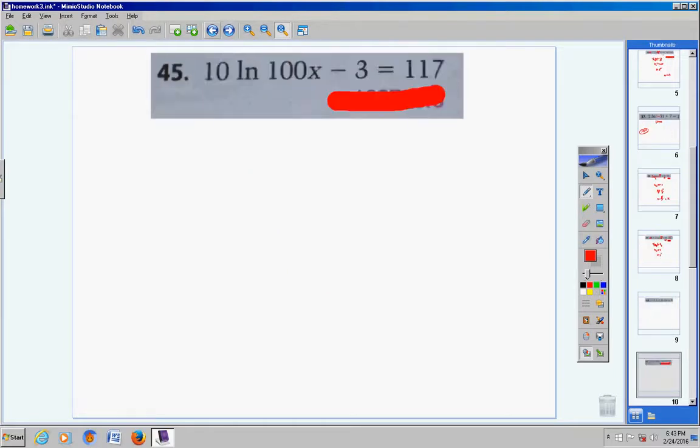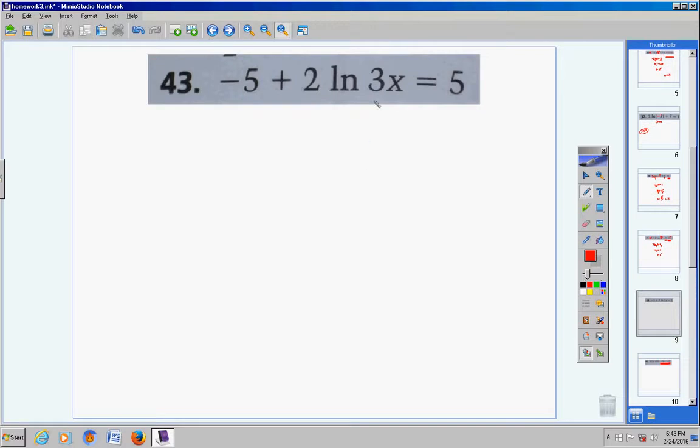Number 43. Step 1, isolate the logarithm. So I'm going to circle the actual word logarithm and circle my argument. I've got to get rid of this number and this number. We'll start with the negative 5 first, bring it over and make it a positive 5. So now I have 2 natural logarithm of 3x equals 10.